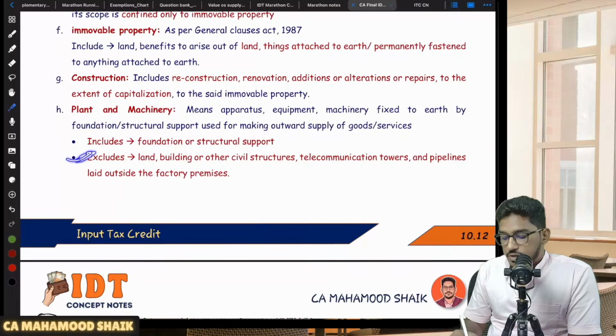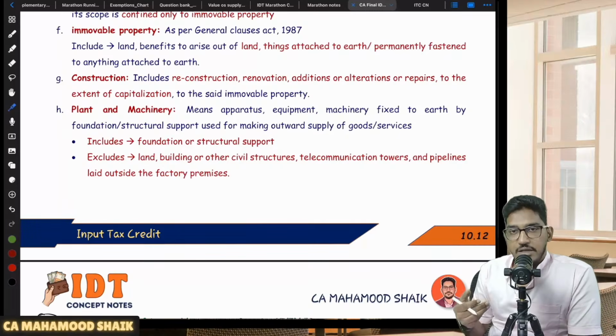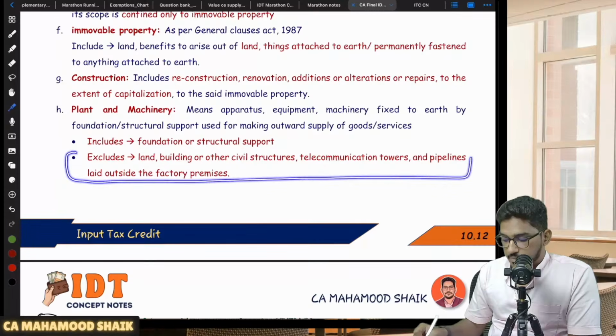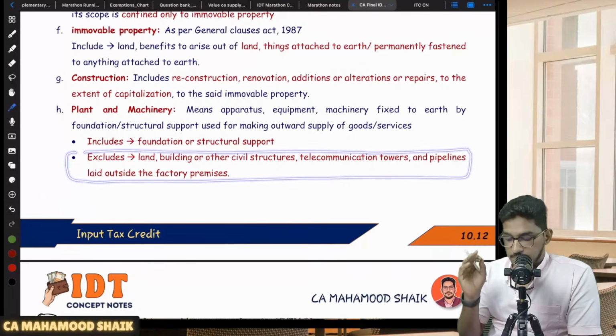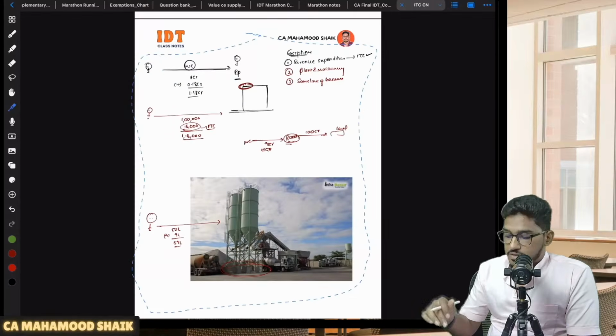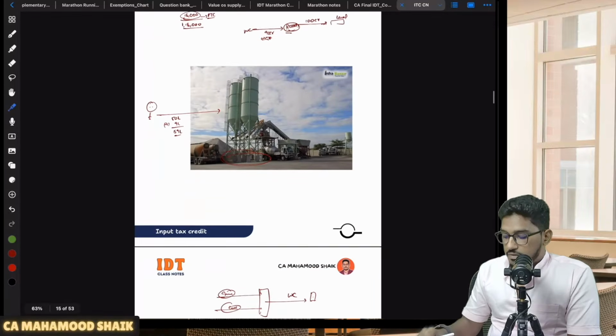If something is excluded from the plant and machinery, ITC will not be available. If something is included in the plant and machinery definition, and if you are receiving works contract services in relation to that plant and machinery, ITC will be eligible. So that's why here the exclusion part is very, very important. You have to remember this. What will be excluded from the plant and machinery definition, that you have to compulsorily remember. So this is what regarding works contract services in relation to an immobile property. Now we have one more thing.